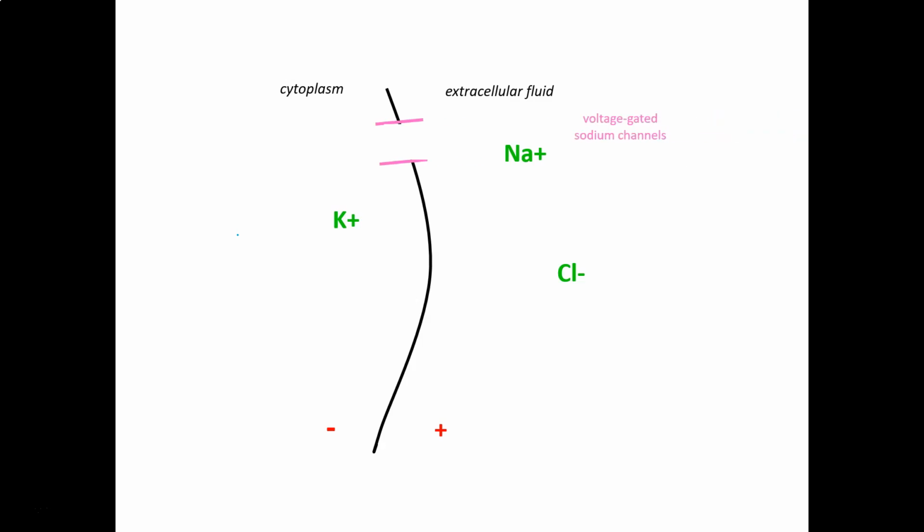We've now inserted voltage-gated sodium channels, and when the threshold of excitation is reached, these voltage-gated sodium channels open. Sodium has got both diffusion and electrostatic pressure driving it into the cell. So sodium gushes into the cell, both down its concentration and electrical gradient. When sodium enters the cell, it makes the inside of the cell more positive compared to the outside, right? Sodium is a positive ion, so now the inside of the cell becomes more positive compared to the outside.